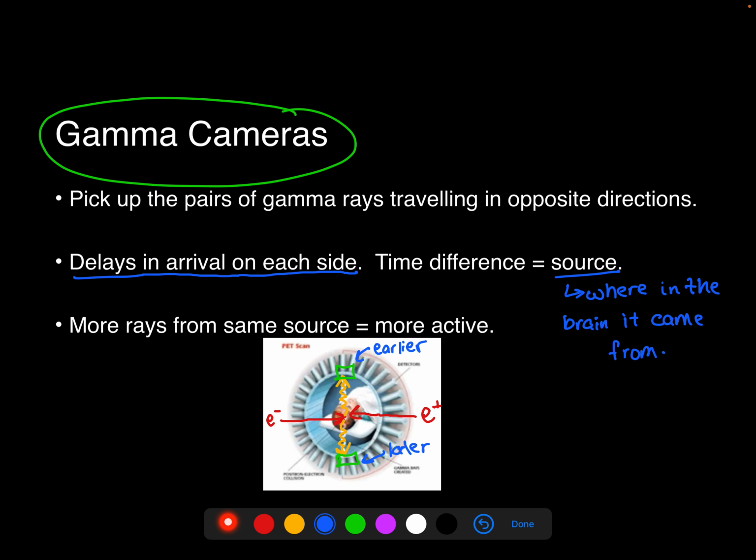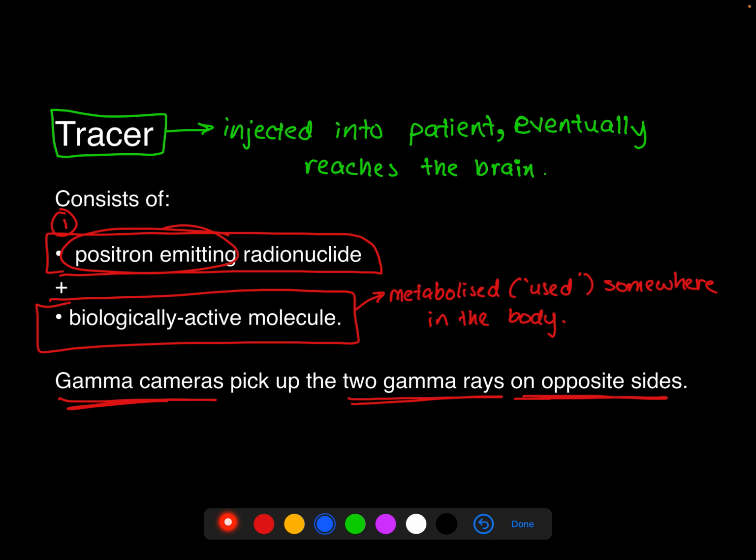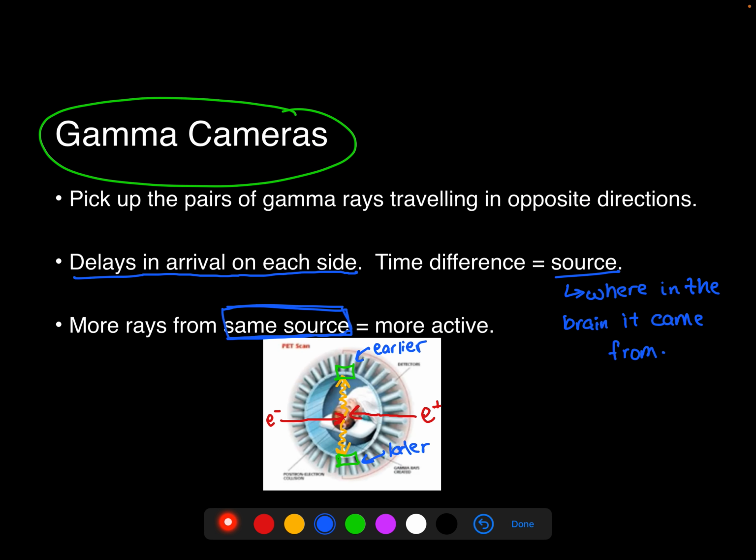So logically, if you have more rays coming from the same 3D location in the brain, it means that that brain area is more active, because as we said, biologically active. That means that it is more biologically active if a source is producing more rays.